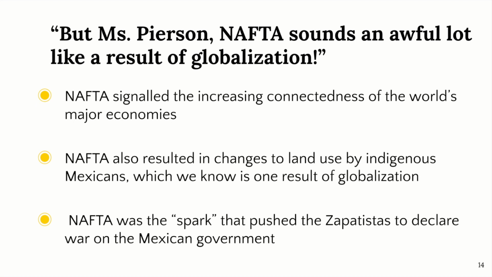So if we're looking at injustices fueling Zapatista activism, we really need to understand that the Zapatistas' resistance grew out of poverty and a lack of economic opportunity that became more severe as a result of globalization, which was the first trend we discussed last Edpuzzle.